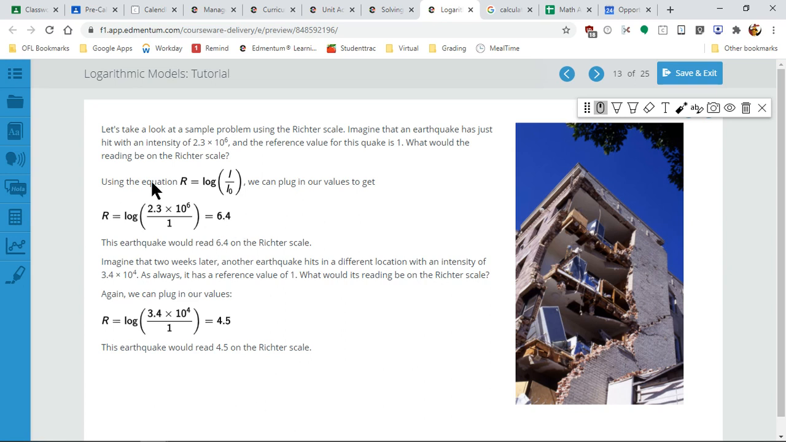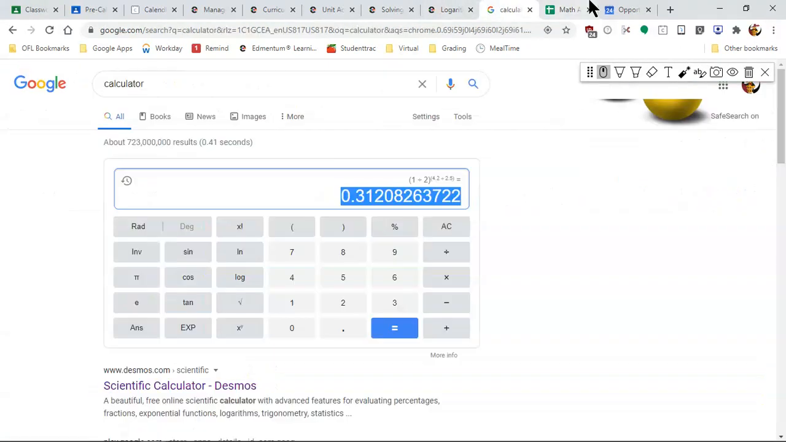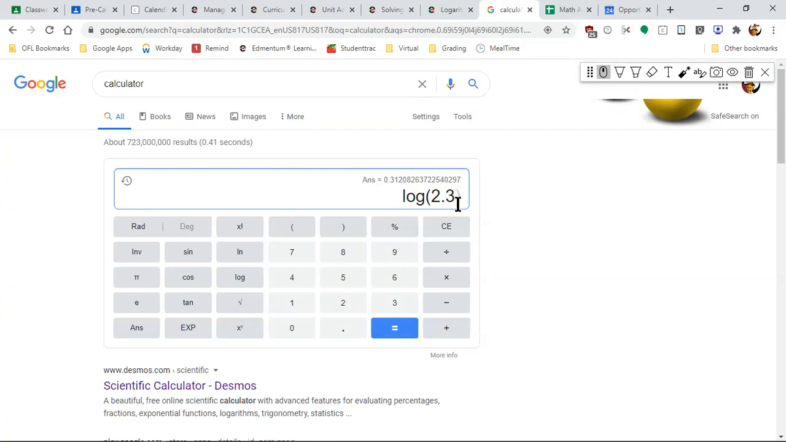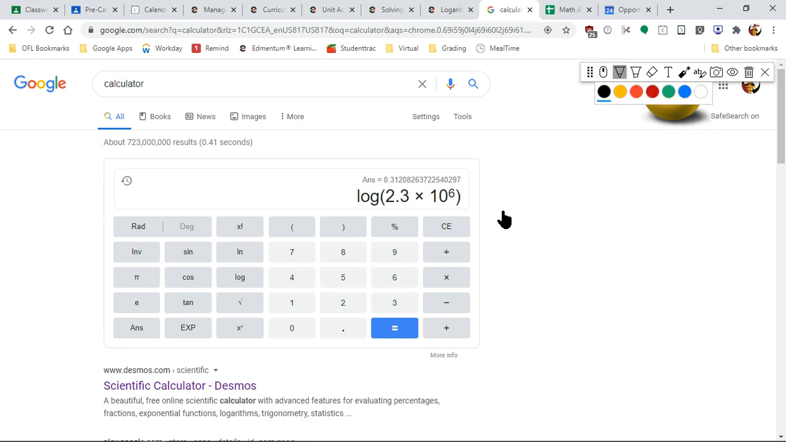So if we want to work this out, again, we don't really need to divide here. So all we can do is grab our calculator. Where's my calculator? There it is. We're going to use the log function. We're going to do 2.3 times 10 to the power of 6. So it's 1,000,000. So in other words, 2,300,000. Does everyone know how I got that 2,300,000?